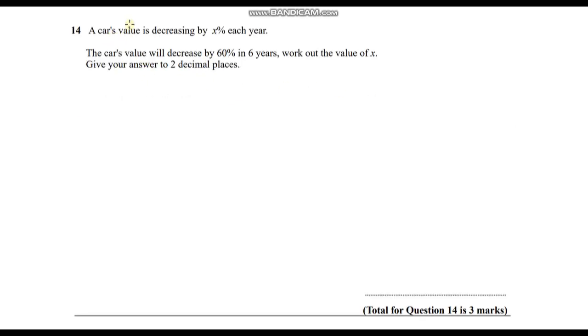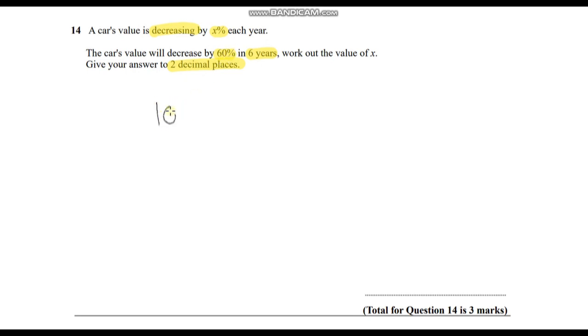Question 14. A car's value is decreasing by X% each year. The car's value will decrease by 60% in 6 years. Work out the value of X. Give your answer to 2 decimal places. Now for this particular question, we're not given any information about the value of the car. The only information we're given is to do with the percentage decreases.